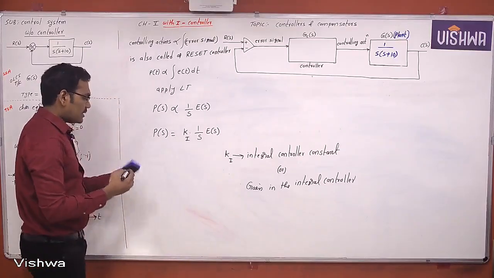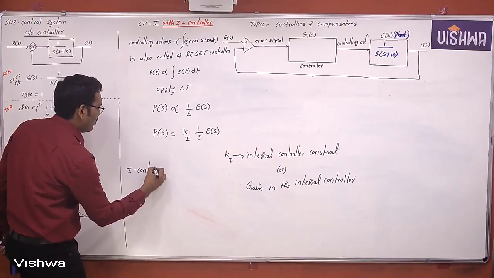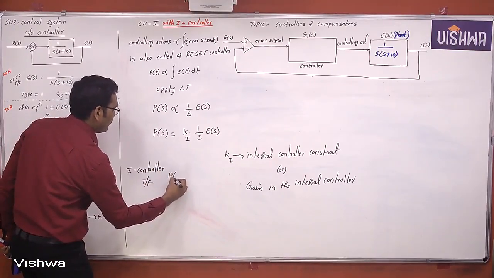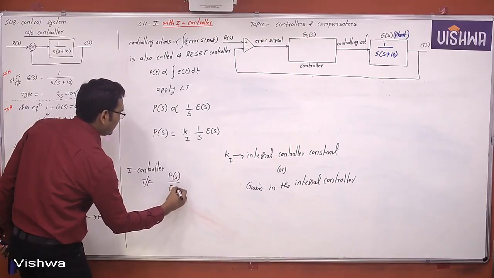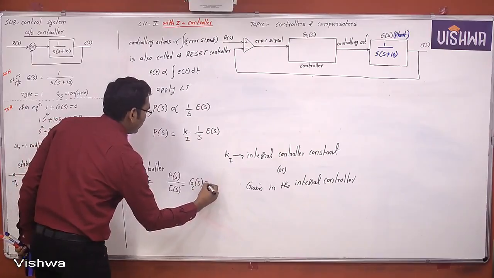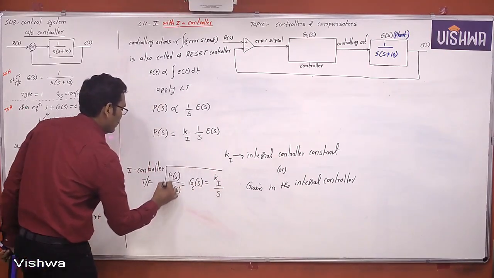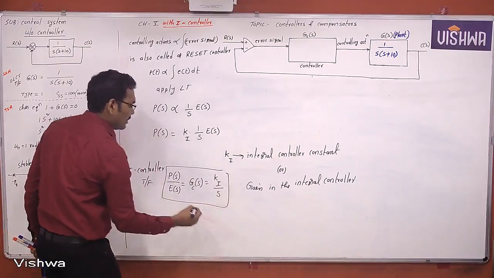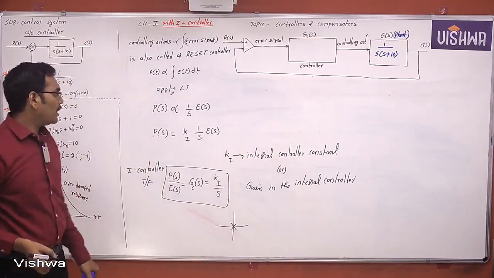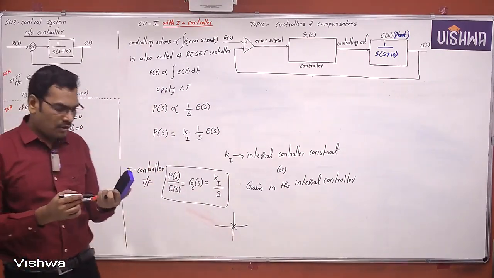Now see here, what is the I controller transfer function? The I controller transfer function, Laplace transformation of output by Laplace transformation of input, is nothing but the controller transfer function, which is Ki by S. So the integral controller will produce one pole at the origin. Okay, note down. First, this is the I controller. Now we will see with the I controller and without the I controller.